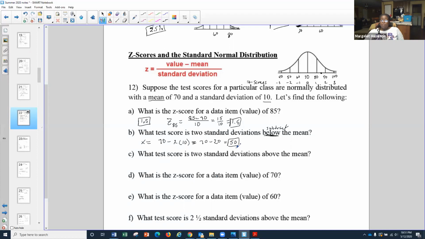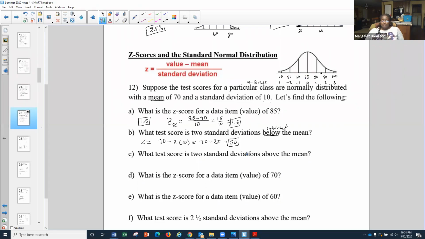Could we have found this off of the graph? Let's take a look. What test score is 2 standard deviations below the mean? We go to the graph. Here's our mean, 70. 2 standard deviations below, we would go 1, 2 standard deviations, and our value right here, 50. So we see it right there on the graph. There are times that your graph is going to be so helpful, it's going to give you the answer right off the bat. There are going to be times that you're going to have to use your mathematical knowledge to kind of finagle and write your equation that's going to get your result.